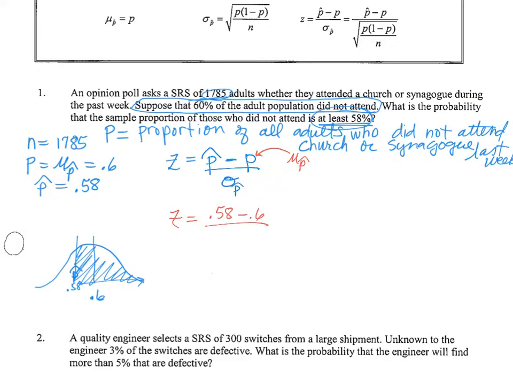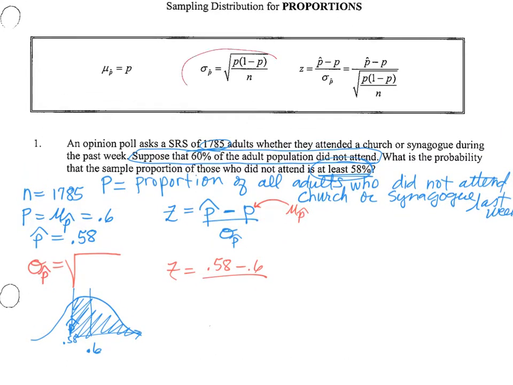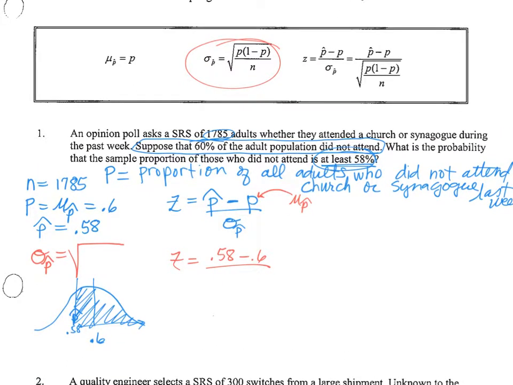What's the standard deviation of P hats? We have to solve for it. So let's come over here and get the standard deviation of the P hats. The formula is up here at the top. True P, which is how much? 0.6 times 1 minus P, which is 0.4, over the sample size, 1785. That number is 0.0116.